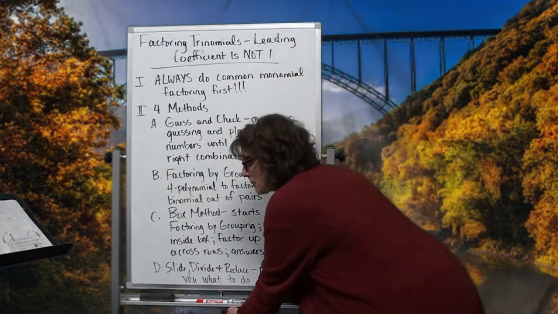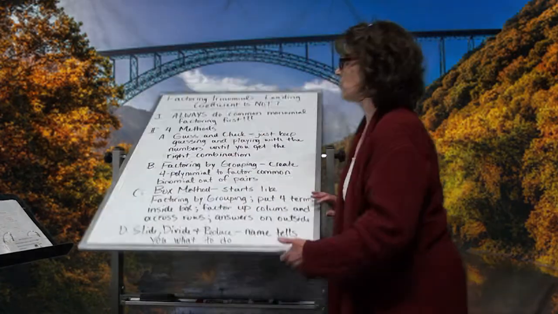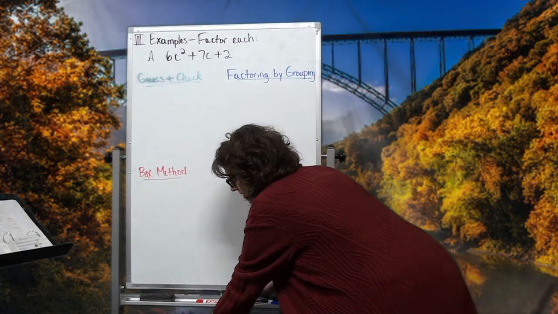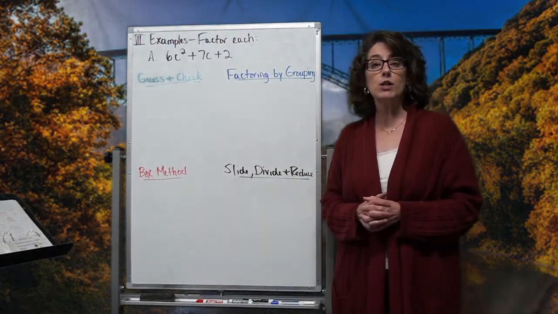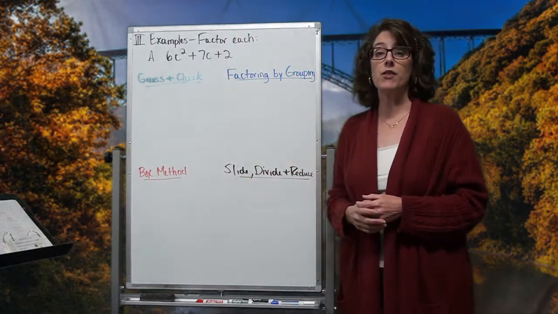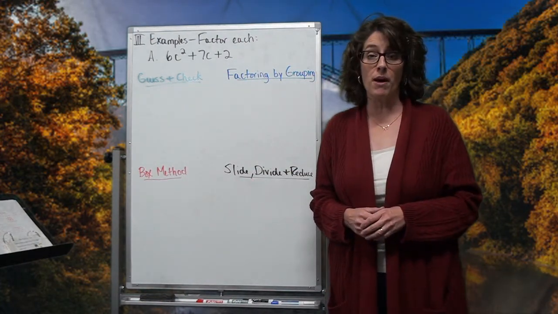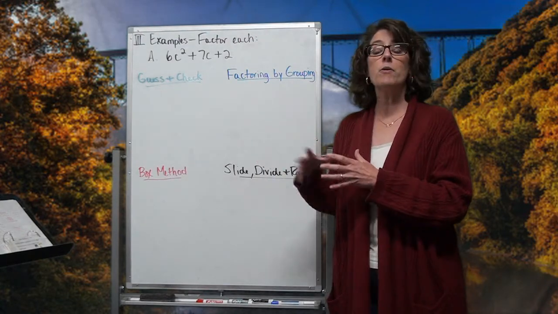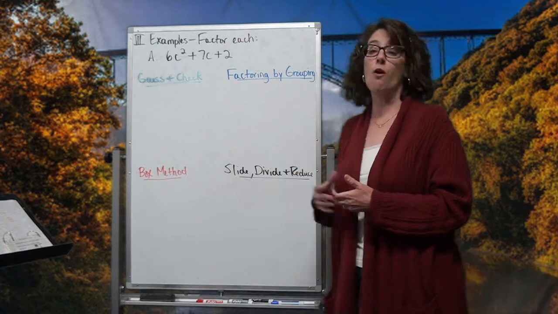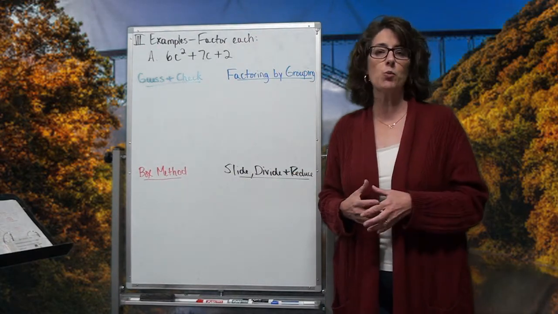So what I'm going to do is go through 3 examples with you, and in these 3 examples I'm going to go through each of those 4 methods so that you can decide which method you like the best. You do not have to do all 4 methods. You don't even have to know all 4 methods. You're going to settle on the method that you like the best, but in each of these 3 examples I'm going to show you all 4 methods so that you can decide which one you like the best.